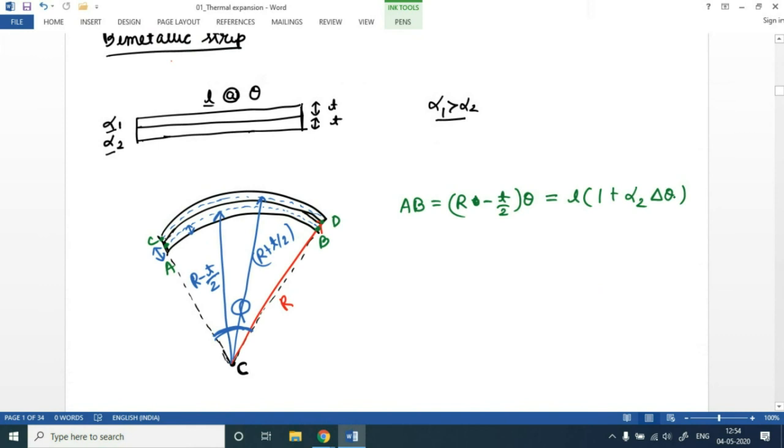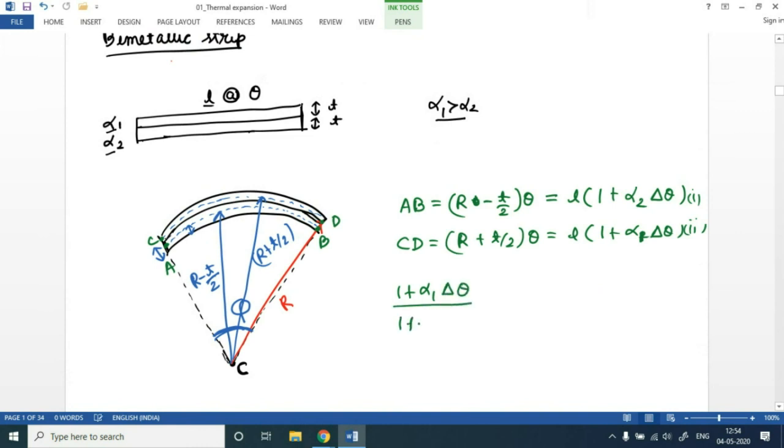Okay, so this is AB, and similarly CD you can write as (R plus T by 2) times theta into L multiplied with 1 plus alpha 1 delta theta. So basically this is equation 1 and this is equation 2, and if you divide equation 2 by equation 1, you will be getting 1 plus alpha 1 delta theta divided by 1 plus alpha 2 delta theta, and that will be equal to R plus T by 2 divided by R minus T by 2 over here.